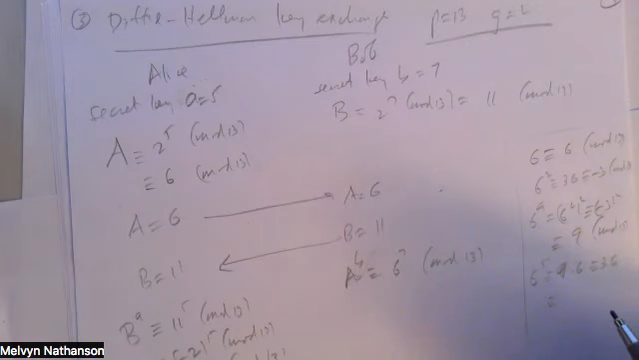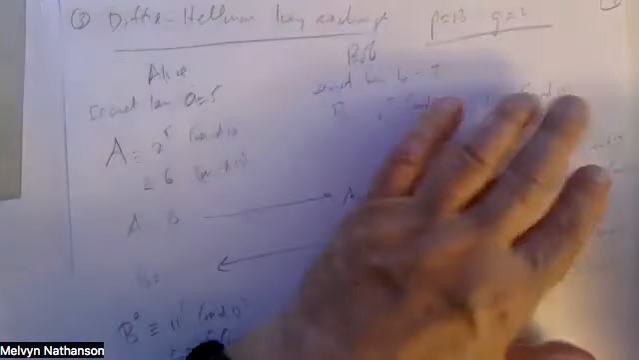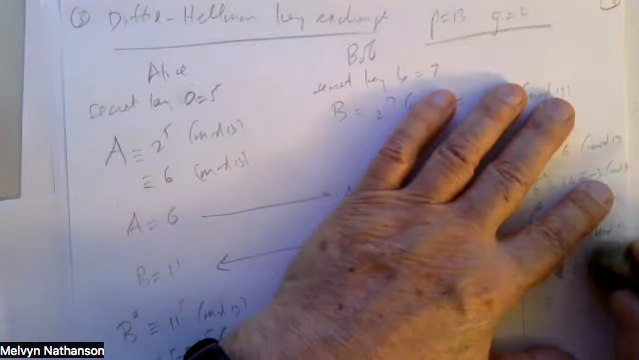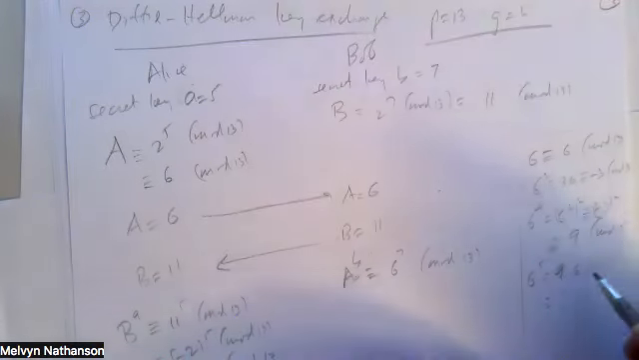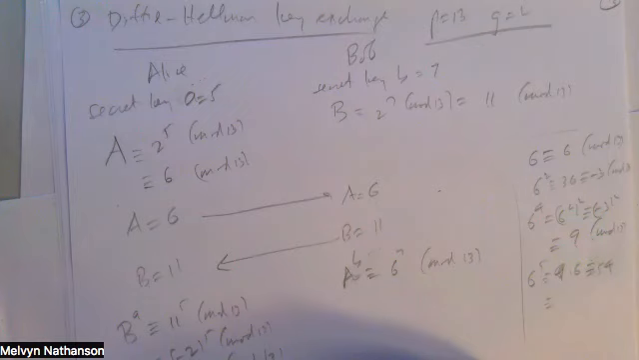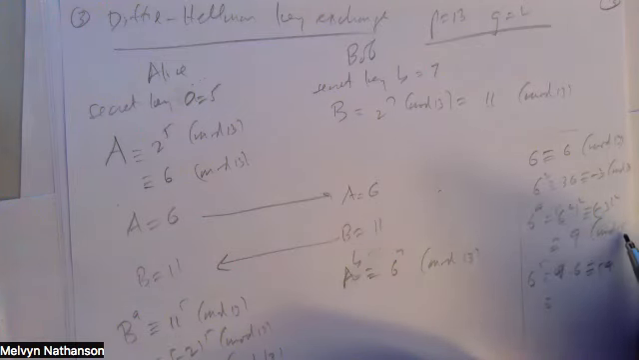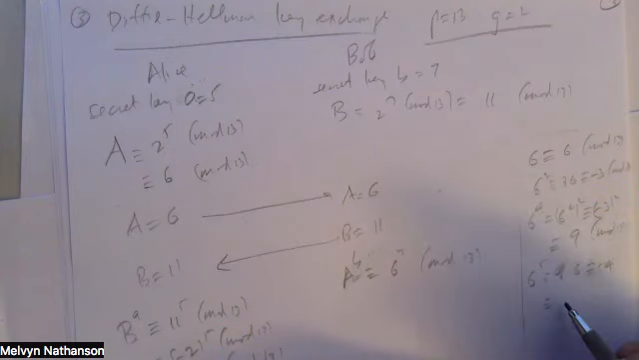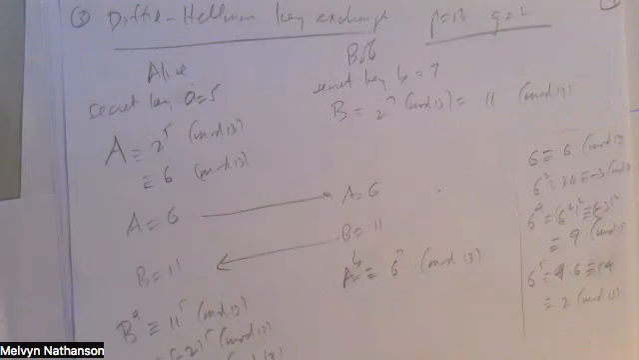Oops, that's not good. Sorry, 9 times 6 is 54. Let's see, 4 times 13 is 52. That looks like 2 mod 13. So somehow I did something wrong, because this number should be the same as this number. So let me double check.